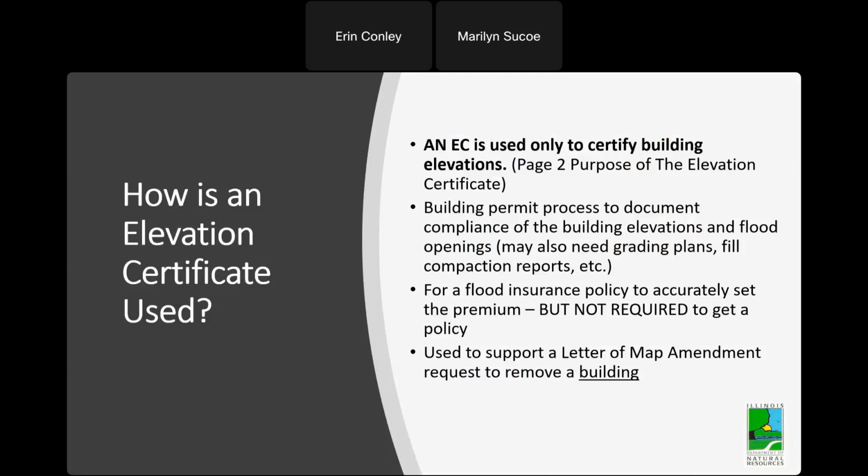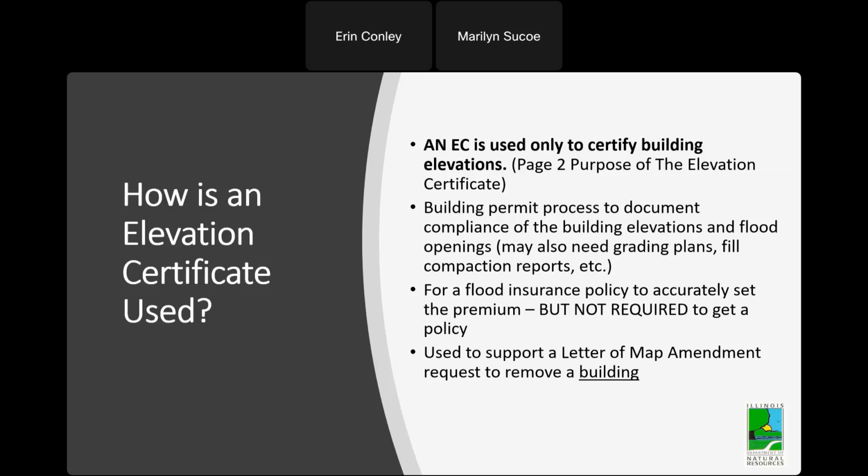Okay, so how is an elevation certificate used? An EC is used to certify only a building's elevation. On page 2 of the instructions, it specifically explains that this is to be used only for use with the building. It should never be used in place of a grading survey, spot grades, or topographic survey.